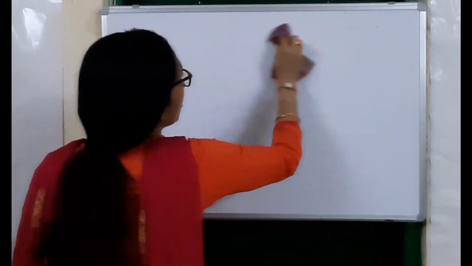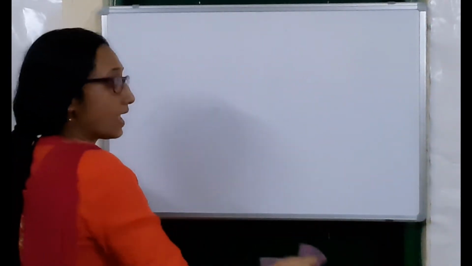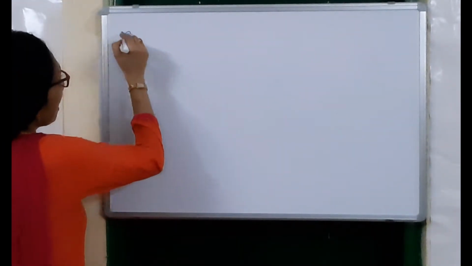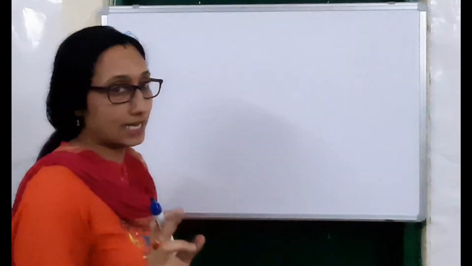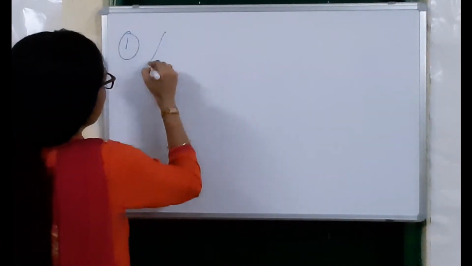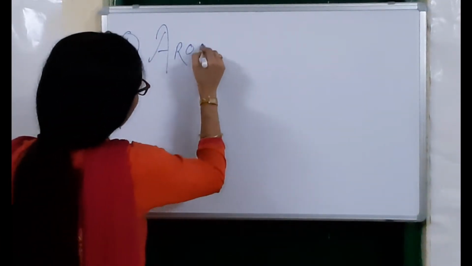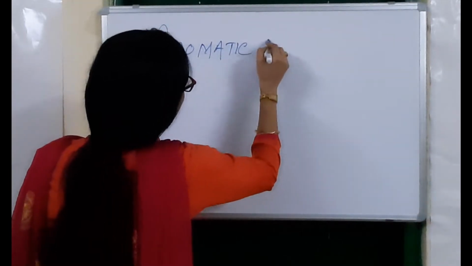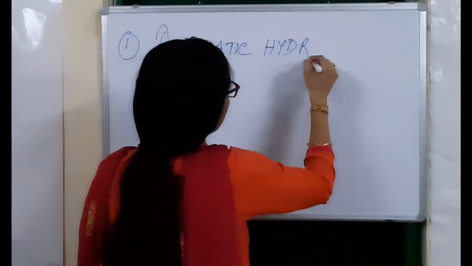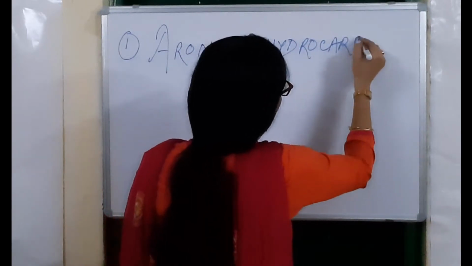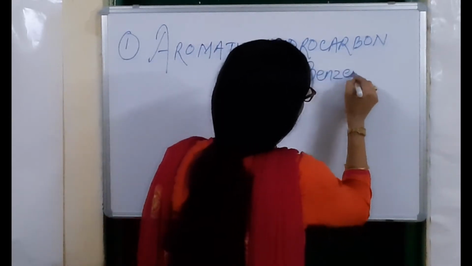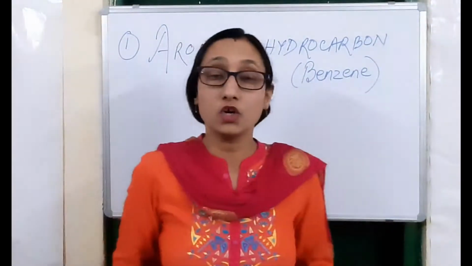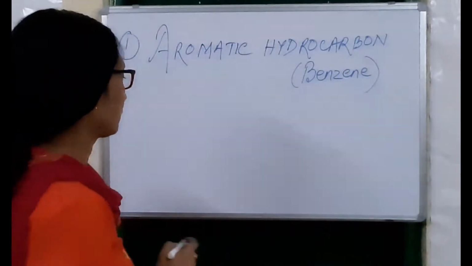Now we will start with the preparation of haloarenes or aryl halides. Our first method of preparation of aryl halides is from benzene or aromatic hydrocarbon. So from aromatic hydrocarbon. So our aromatic hydrocarbon is benzene. So let us prepare chlorobenzene from benzene.